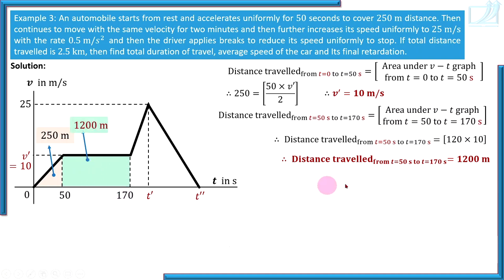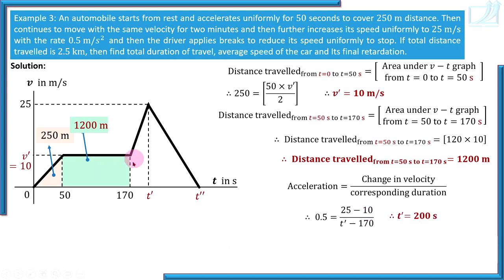Now 170 to t dash. This is the information. 170 to t dash, it's given that acceleration is 0.5 meters per second square. So we know that acceleration is change in velocity by duration. So what is change in velocity here? Final velocity is 25 and initial velocity is 10. That is why 25 minus 10, that is change in velocity.